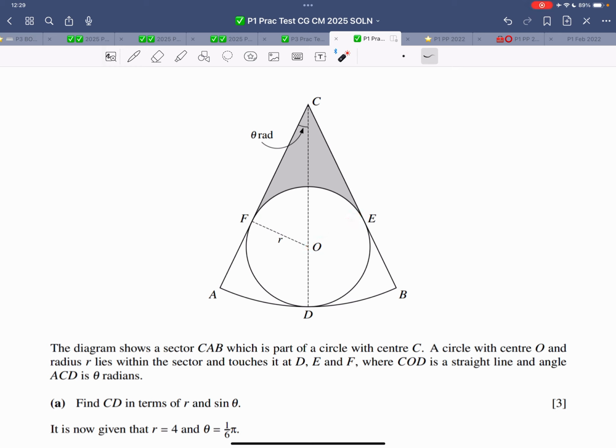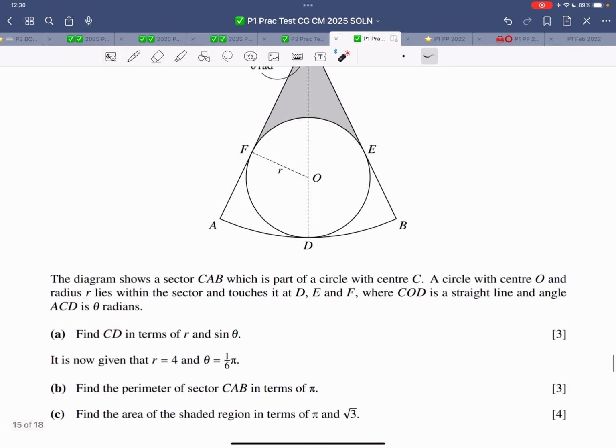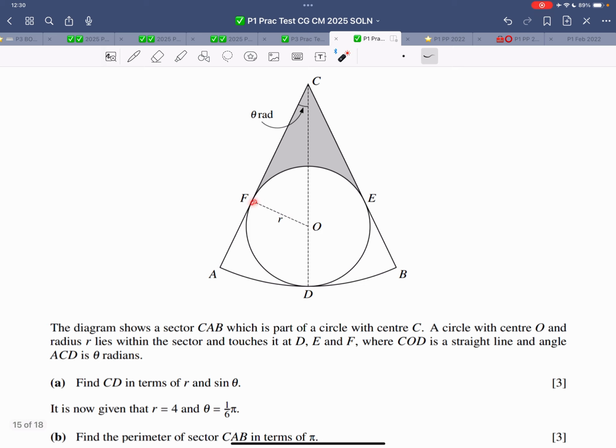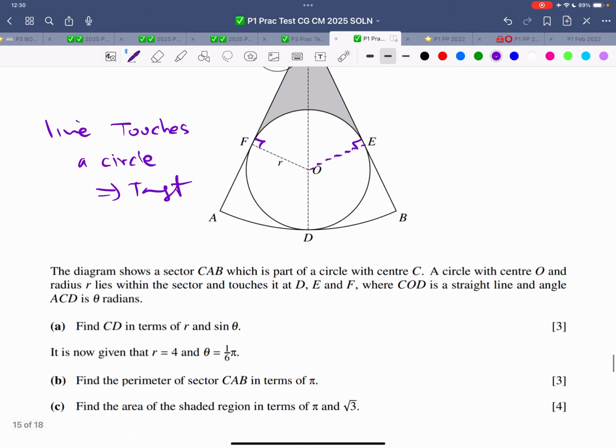COD is a straight line, that's right over here. And angle ACD is theta radians. Find CD in terms of R and theta. Does it say anything about tangent? It says circle, center O, touches it at D, E, and F. If it touches this, that means this is 90 degrees. So when they use the word touch, a line touches a circle, isn't that the definition of tangent? Therefore this is 90 degrees. Therefore this is 90 degrees.